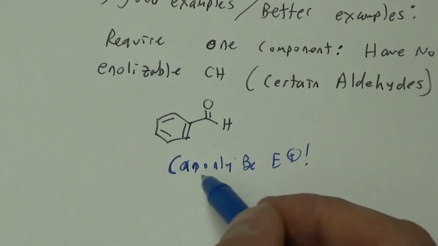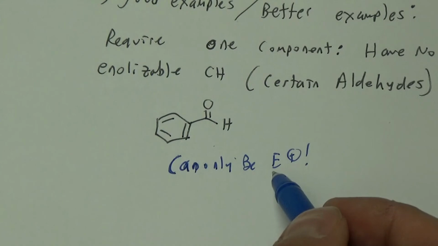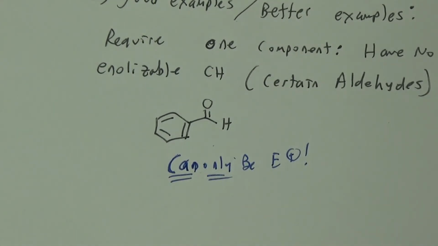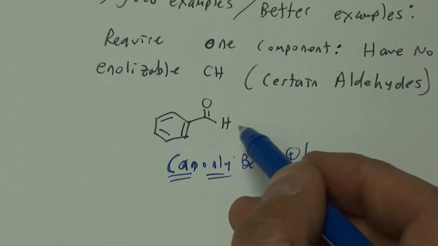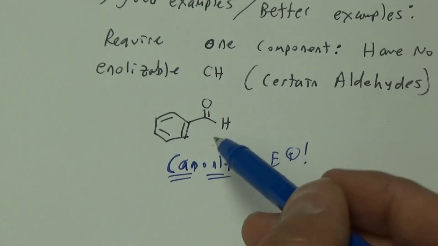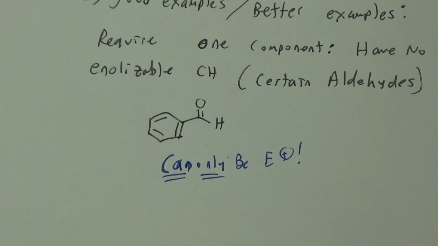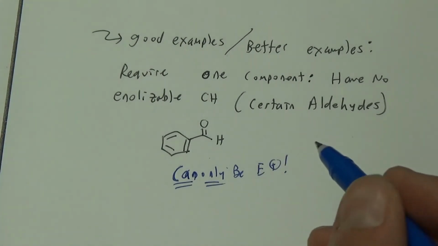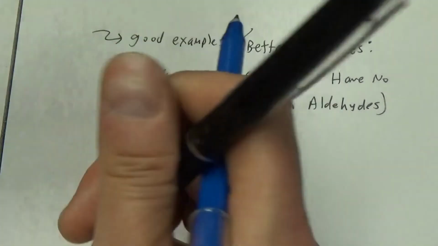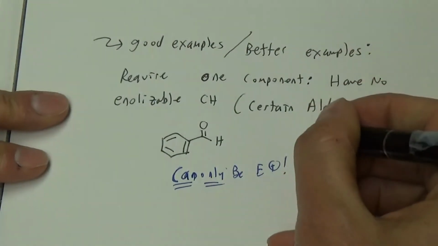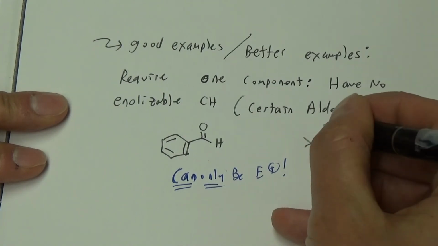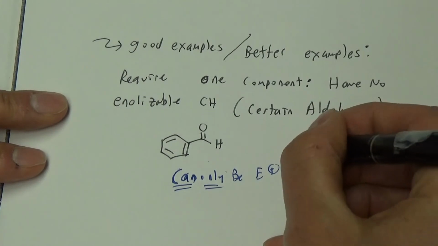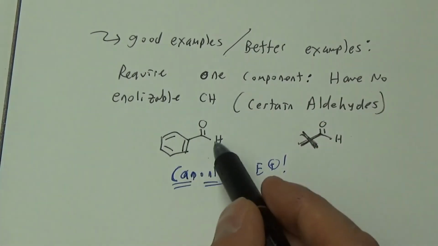Because if one of the components can only be an electrophile, then it can't be a nucleophile. If it can't be a nucleophile, it's going to eliminate some of those bad mixed aldol products. So let's draw another one. Let's think about it like this aldehyde. As an aldol electrophile, we'll say it's because this could be an electrophile.